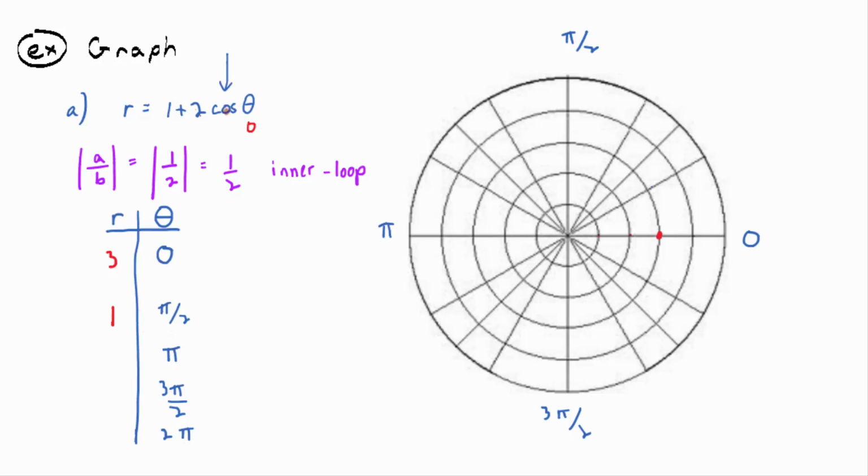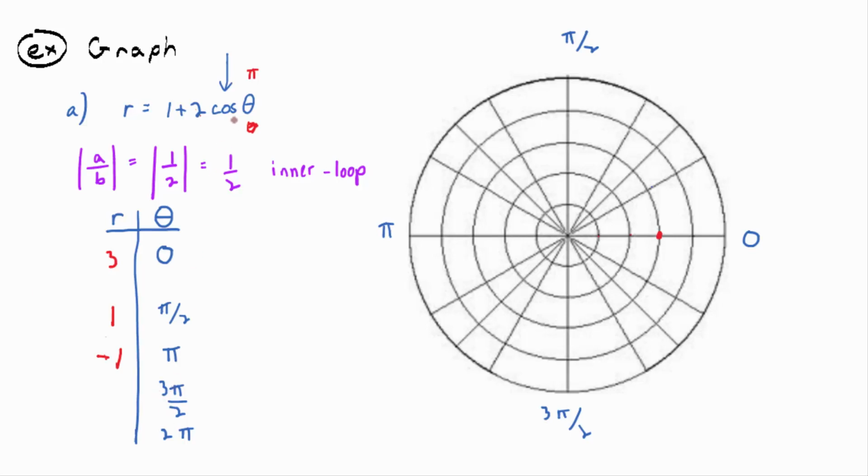Pi. What's the cosine of pi? So you plug in pi. What's the cosine of pi? Negative 1. Times 2 is negative 2. Plus 1 is negative 1. Everybody see that?